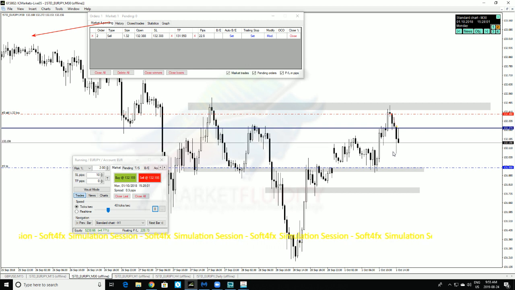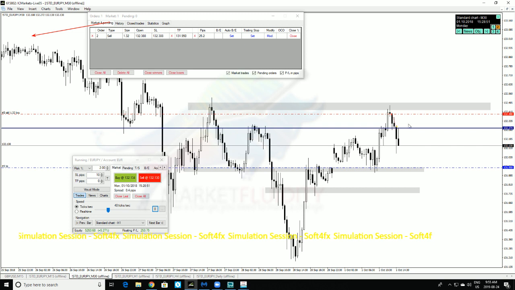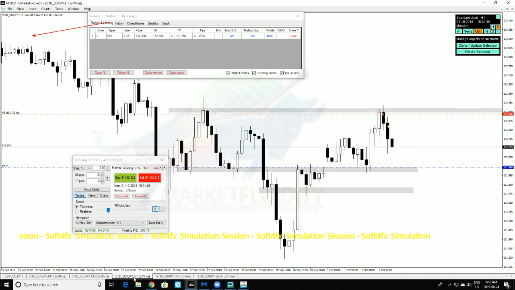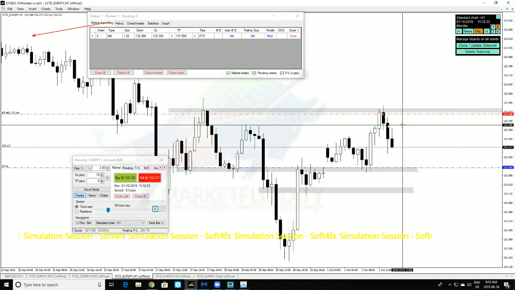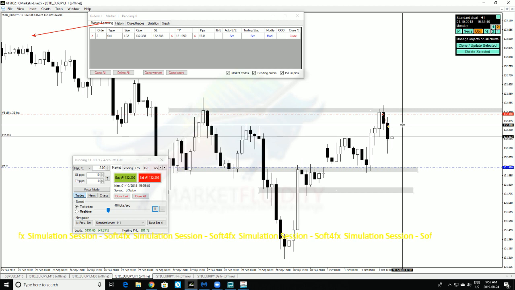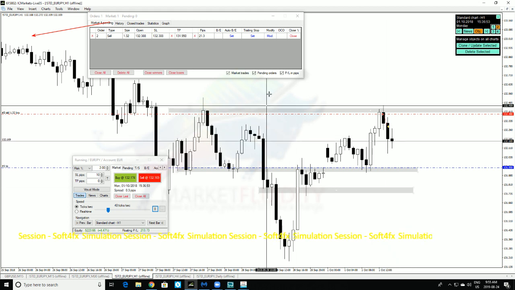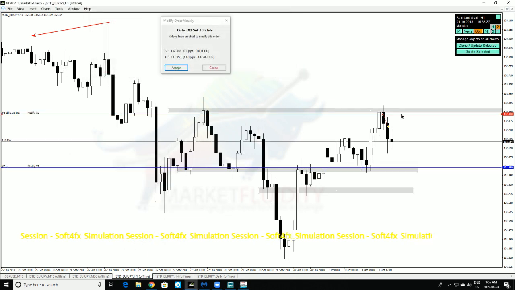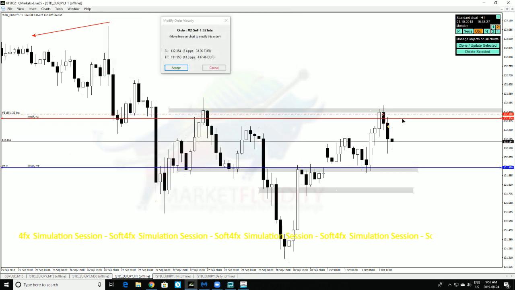Would you just leave it at BE, or would you move it in profit? See, now since it's creating resistance, I might want to bring it in to some sort of a profit. Maybe bring it somewhere down here, 132.300, because I think that's going to be a good area to move the stop to. 132.300 would be okay. Actually, a little bit of a profit is fine.